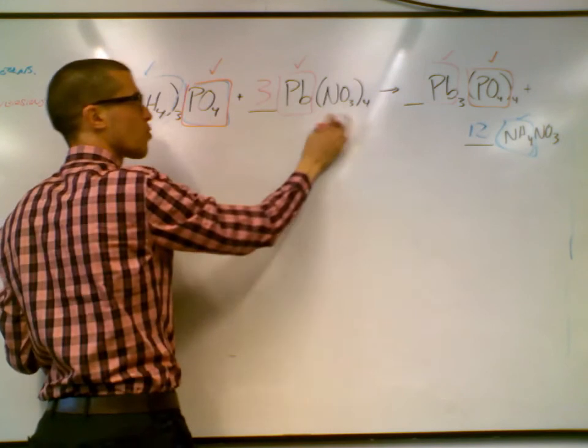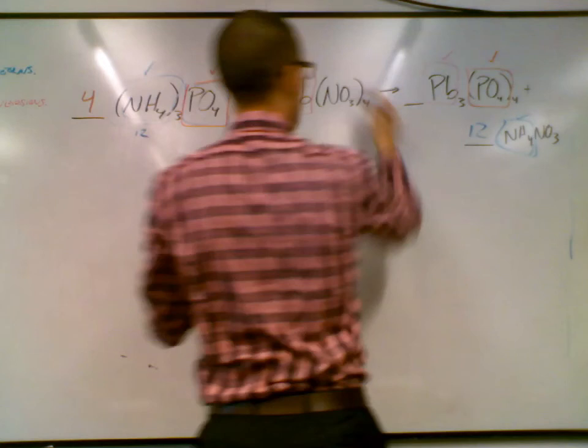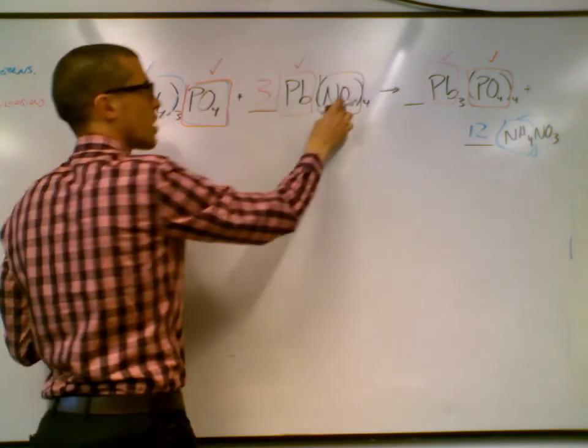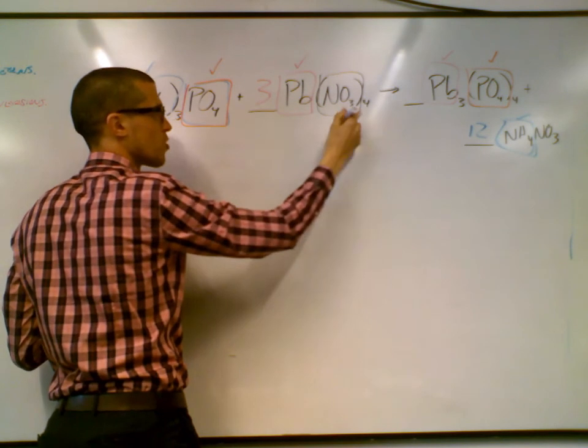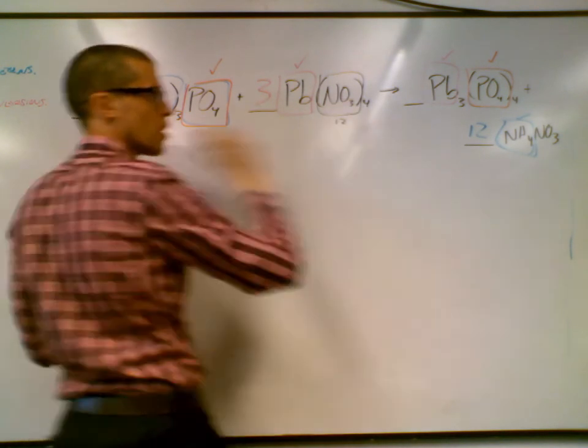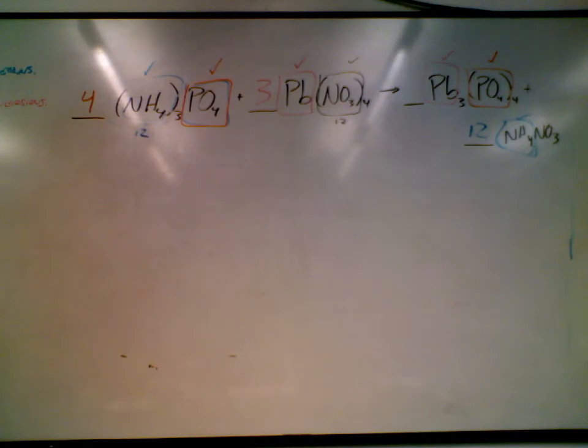What about the NO3 right over there? That's fine. The NO3 is okay? So there's an NO3. There's 3 of this entire thing, so it's 3 times 4, so that's 12 of the NO3s. And over here, oh my god, they're all balanced. It's a miracle. So that's how you balance it.